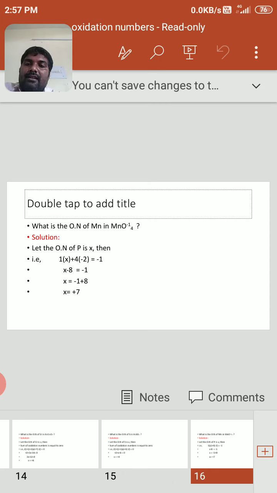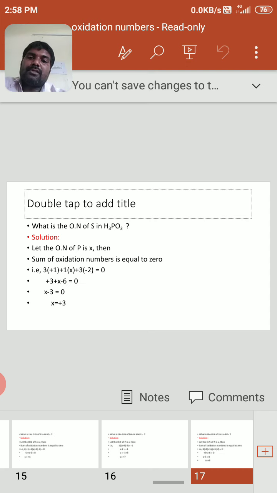Here we have to calculate the oxidation number of manganese in MnO4 minus 1. According to our oxidation rules, the sum of oxidation numbers of atoms in an ion is equal to its charge. What is the charge present in this MnO4⁻? Hence the sum of oxidation numbers of each individual atom is equal to -1. Mn we don't know, hence that is x. How many oxygens are there? 4. Common oxidation number -2, 4 × (-2) = -8. Then we get x = +7.